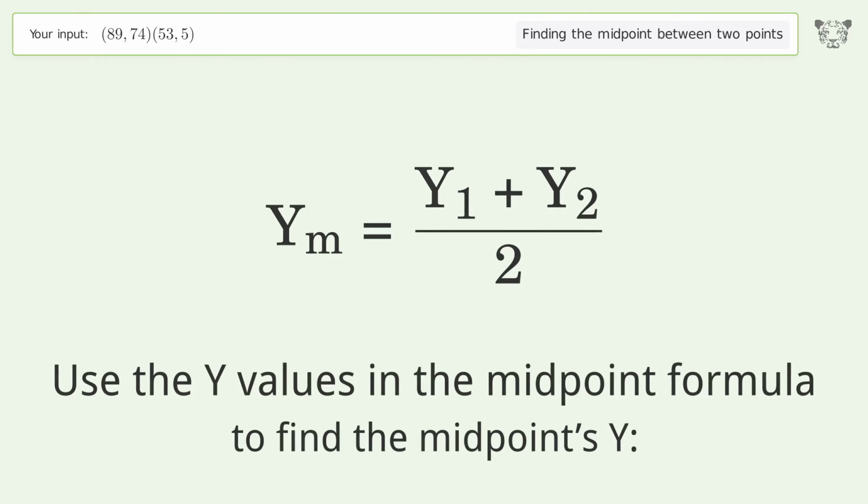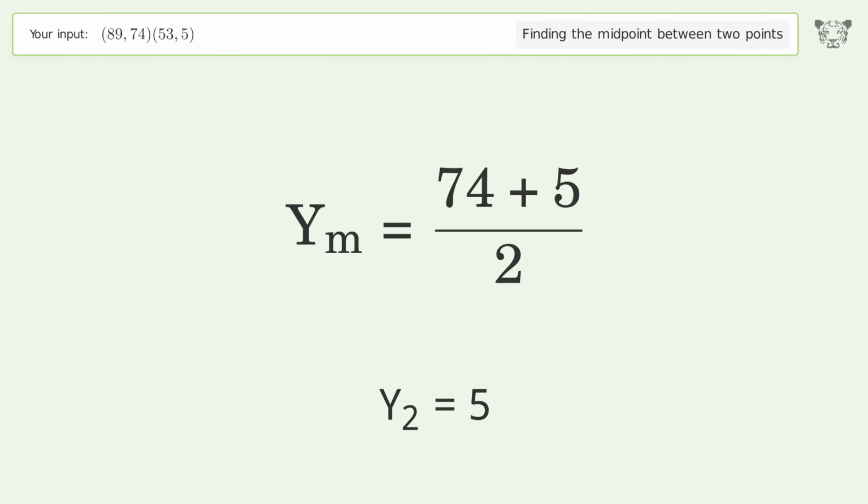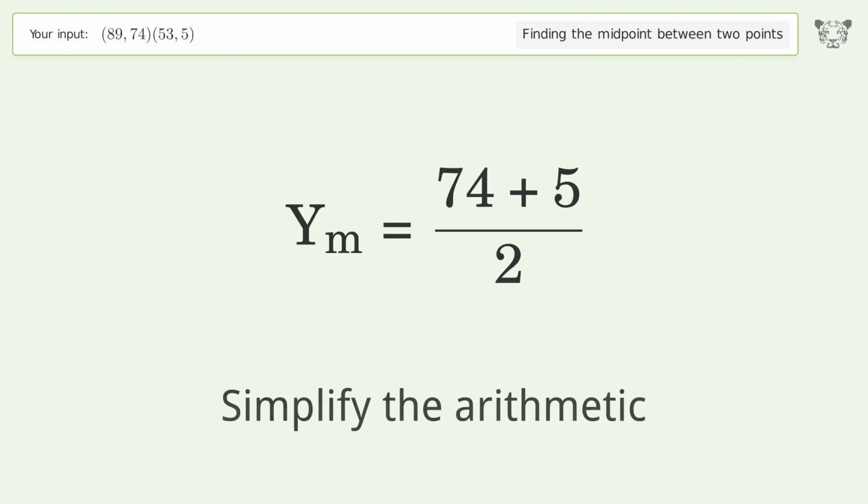Use the y values in the midpoint formula to find the midpoint's y. y1 equals 74. y2 equals 5. Simplify the arithmetic.